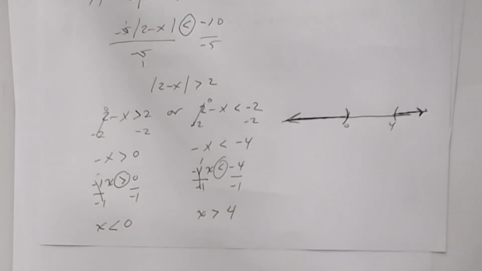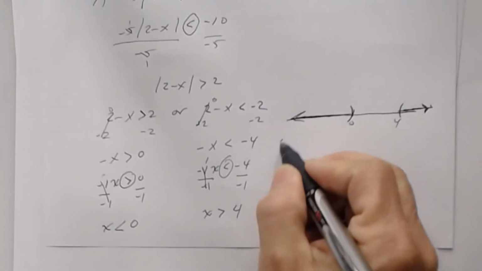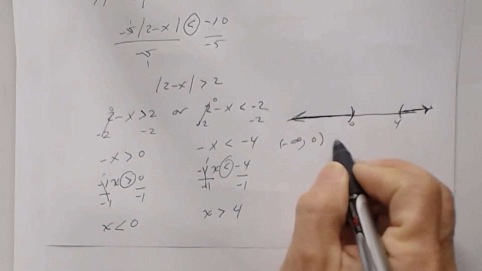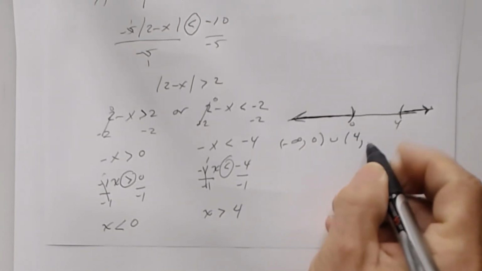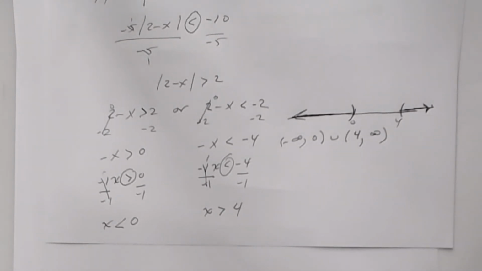All right. And then, what is your interval notation? Parentheses, negative infinity, comma, 0. Parentheses, union, parentheses, 4 comma infinity. Now, in MyMathLab, when you do MyMathLab, you're not going to put a union, you'll just put a comma. So you'll say negative infinity to 0, comma, and then 4 to infinity. Okay? That's the way it's going to tell you to do it. Just separate the parentheses using a comma.